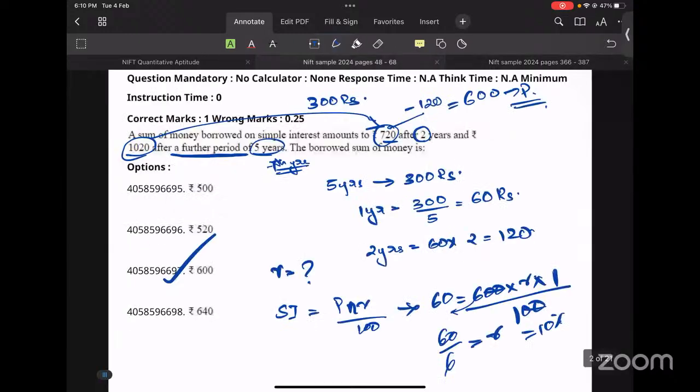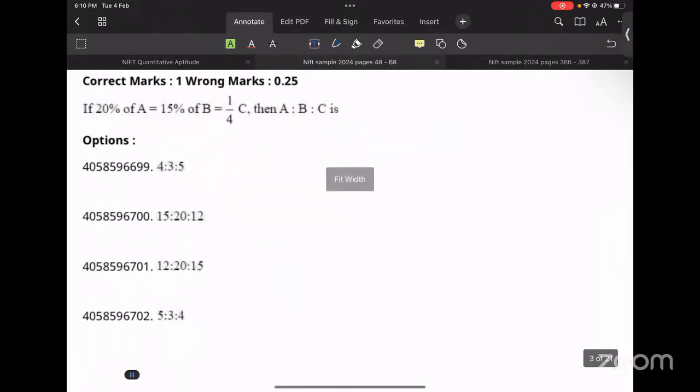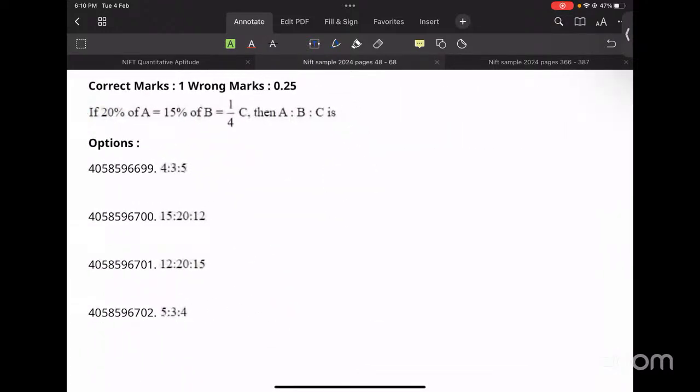So now we can try another question. This is a moderate level tough question. So if 20% of A equals 15% of B equals 1 by 4 of C. First of all, we need to convert this 1 by 4 into percentage format. So 1 by 4 is 25%.